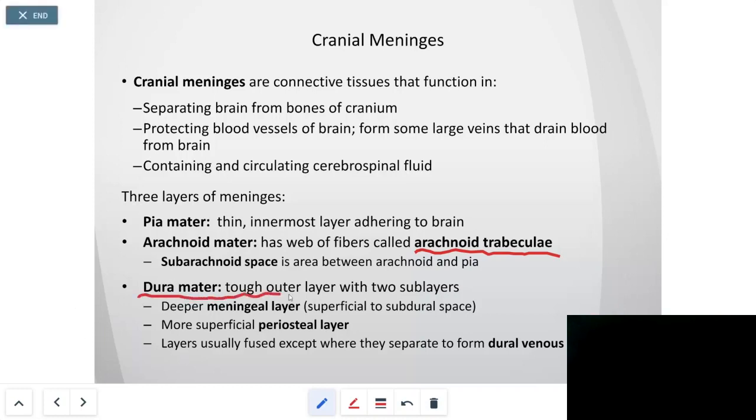Highlighting here, the outer layer is subdivided. Okay, there's 2 subdivisions. There's the superficial periosteal layer, that's the one on the outer side. And deeper within, you have the meningeal layer. So really, if you think about it, there's 5 layers, or 5 terms, going from the outside. But there are 3 main layers. The outer layer has 2 layers.